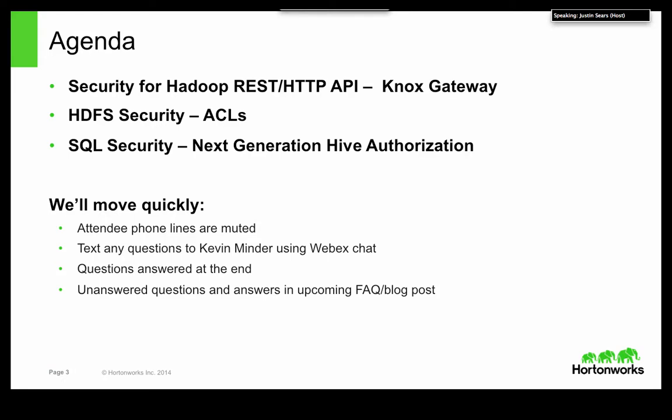Here's today's agenda. We'll begin with Hadoop REST API Security with Apache Knox Gateway. Then we'll cover HDFS security with access control lists, or ACLs. And we'll finish with SQL security and next generation Hive Authorization. We've got 30 minutes, so we're going to move quickly.